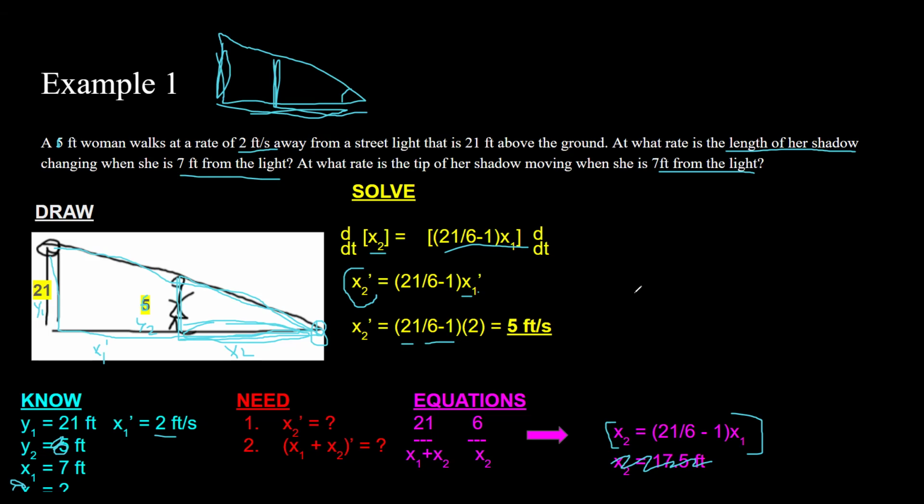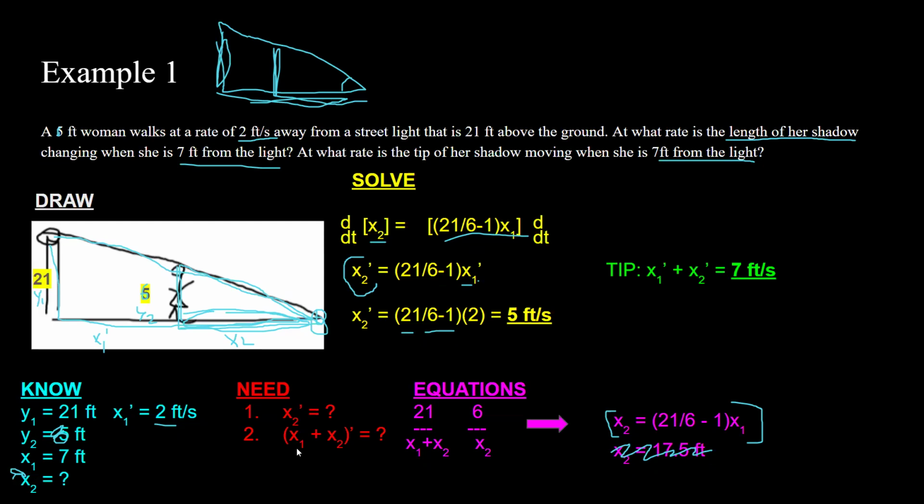Now, for the other part, all we have to do is add them together, because the derivative, I remember I said that's the tip of foreshadow, is going to be them added together. So we have 2 plus 5, which is 7.